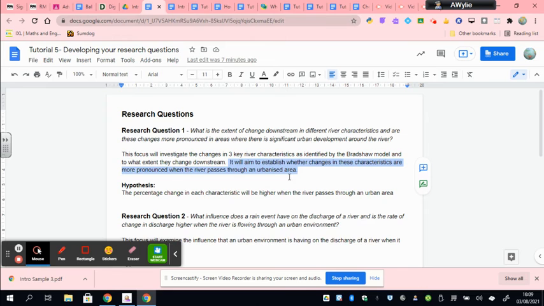Now, because this is going to be a particular research question which will have data, raw data, numbers, we're going to be able to quantify those changes. We're going to be able to turn them into percentages, for example. And because we are dealing with numbers and we're going to have a very clear-cut answer to this question, it is possible to formulate a hypothesis. Okay, so there is a hypothesis that's going to go along with research question 1. And that is: the percentage change in each characteristic will be higher when the river passes through an urban area.